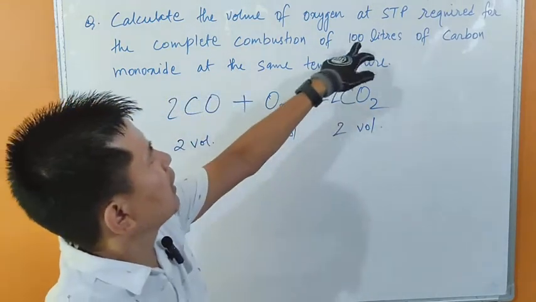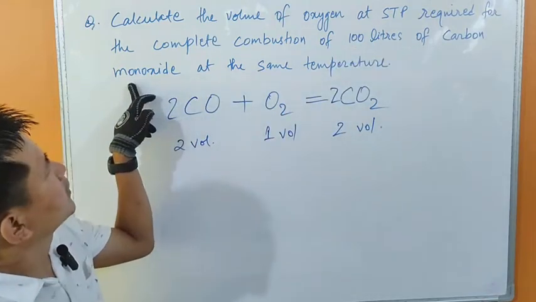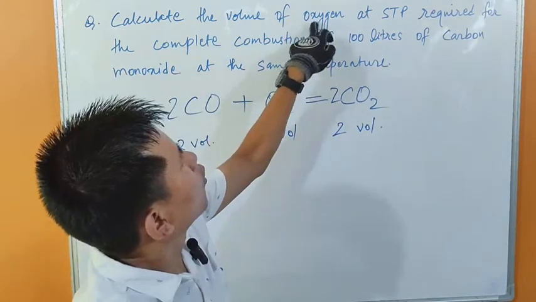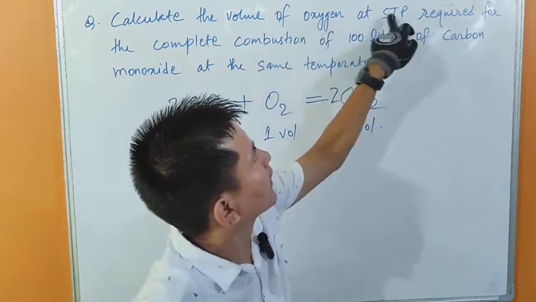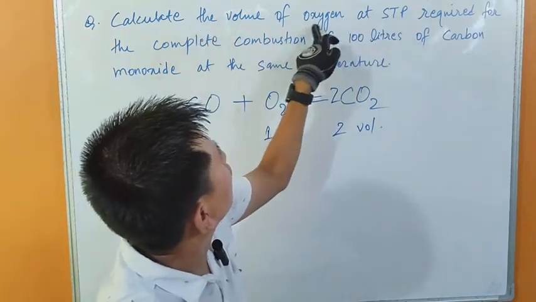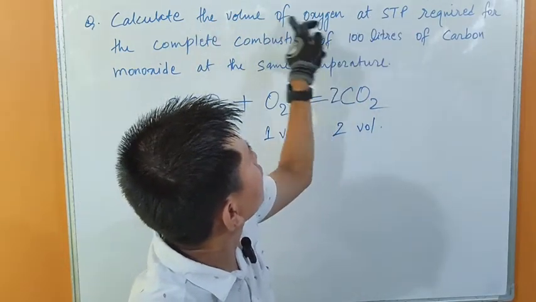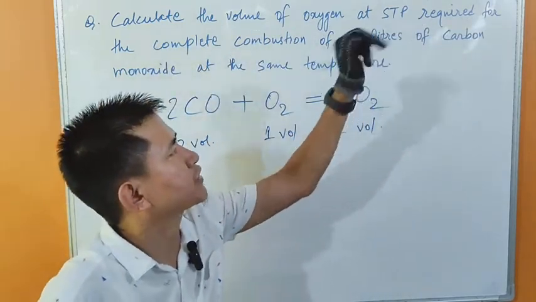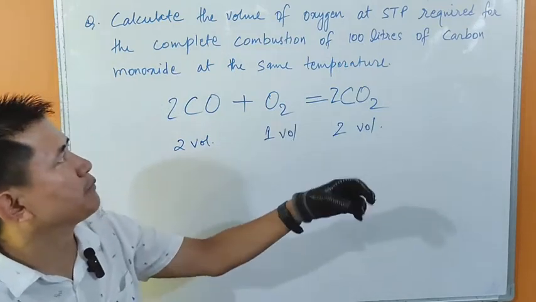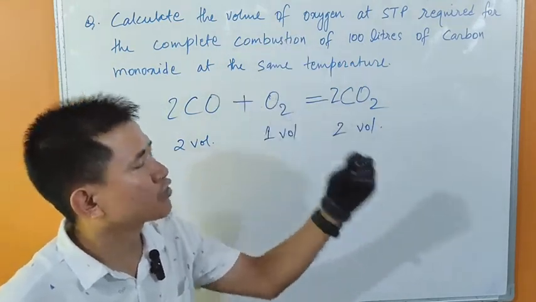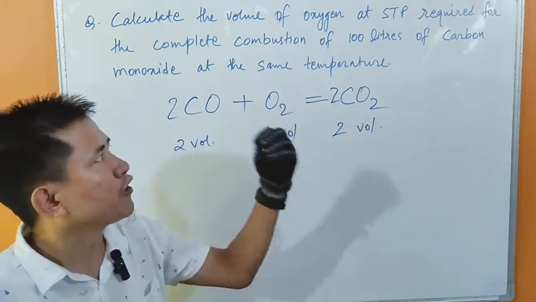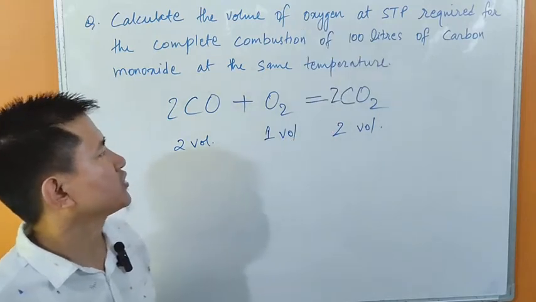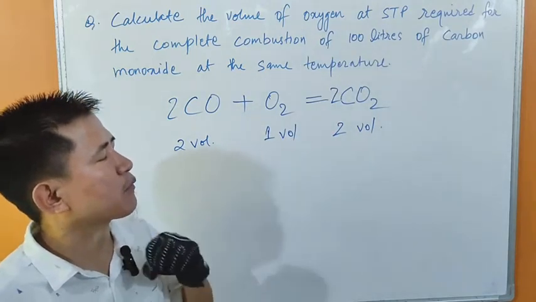So the question is 100 liters of carbon monoxide. If 100 liters of carbon monoxide is taken, then what volume of oxygen is required at STP? Find the volume of oxygen at STP required for the complete combustion of 100 liters of carbon monoxide. The question is very, very simple. What volume of oxygen is required for the complete combustion of 100 liters of carbon monoxide?